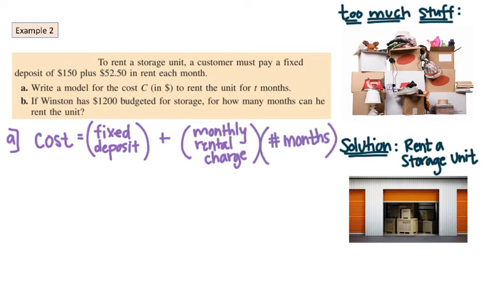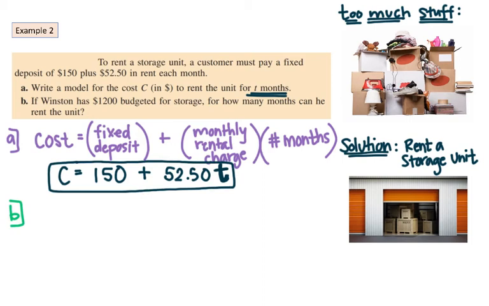So again, let's move this from being more of an English equation with English words to letters and numbers. So the cost we'll just call C. The fixed deposit we know. So we have to pay $150 no matter what on day one. Doesn't matter how long we leave the stuff in there. But then for each month, we pay $52.50 and we'll multiply that times the number of months. Now I don't know the number of months that we're going to rent it for, so we'll just use the letter T, it stands for time, for some number of months. So that would be the model or the equation that would represent the cost.